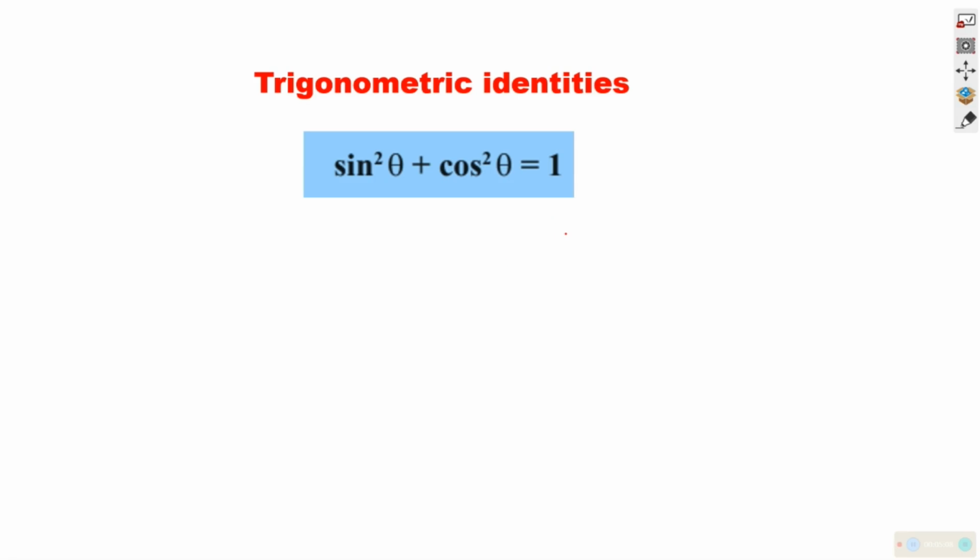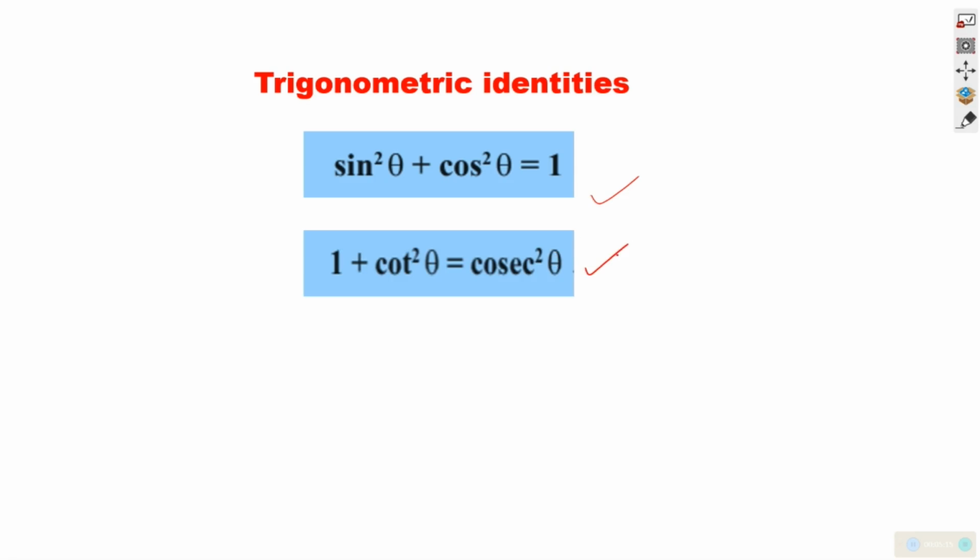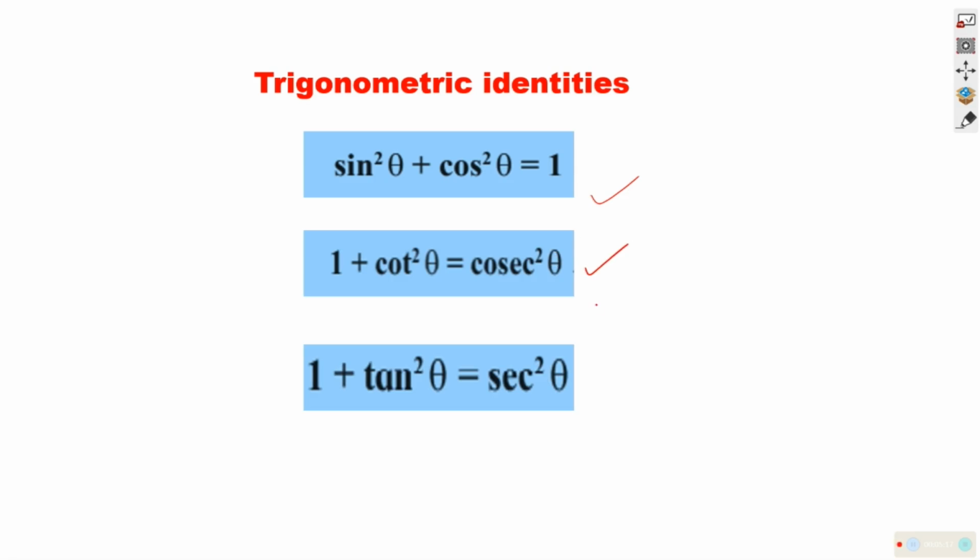The identities that you should remember by heart are: sin square theta plus cos square theta is equal to 1, 1 plus cot square theta is equal to cosec square theta, and 1 plus tan square theta is equal to sec square theta. How these three relationships are derived is given in your textbook, and I have given it in the last video. That is part 1 of this lesson. You should go back and be very clear about it.